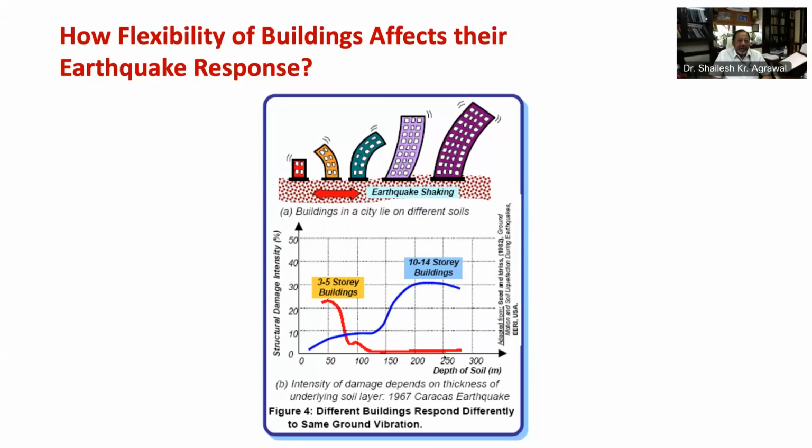Means soil cover under the building plays the role of a filter, allowing some ground waves to pass through and filtering the rest. If the period of building matches with the period of filtered ground waves, the building will suffer damage, whereas others will not in the same locality. Let me also tell you here that flexible buildings undergo large relative horizontal displacements, which may result in damage to various non-structural building components and the contents.